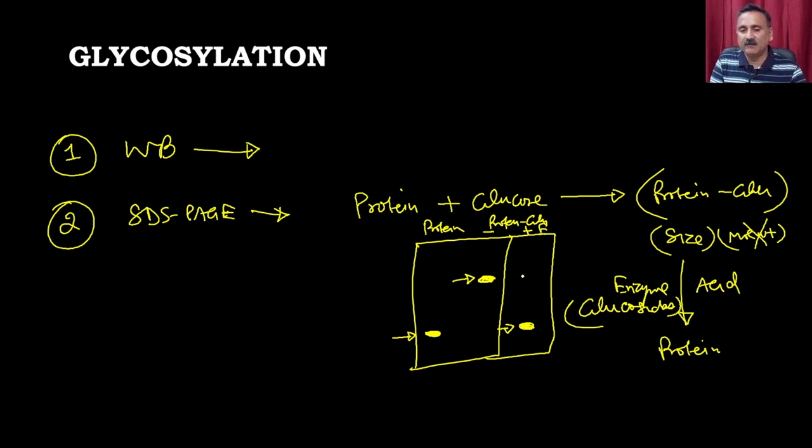If it does not move, if it remains here, then there has been some kind of artifact, or it is not specifically glycosylated. Something funny happened and it cannot be explained by this. There are many other methods. You can use some of the dyes, periodic acid and all. Anyway, we are not going to discuss this in detail.